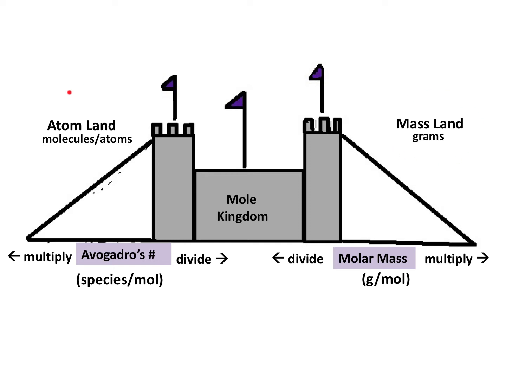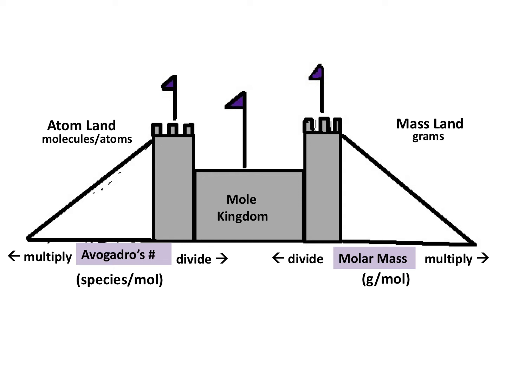So notice here we have two different lands. We have mass land and atom land. Mass land represents units of measurements like grams, kilograms, what have you. Atom land represents molecules, atoms, and things of that sort. And anytime you are in one of the lands and want to convert into one of the other unit types, you're going to use specific math.